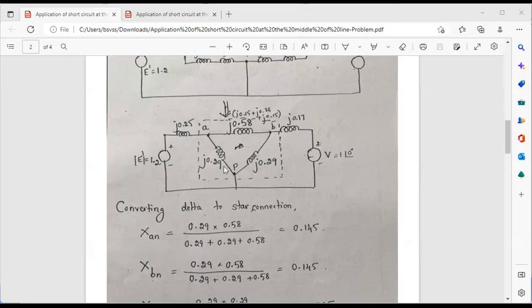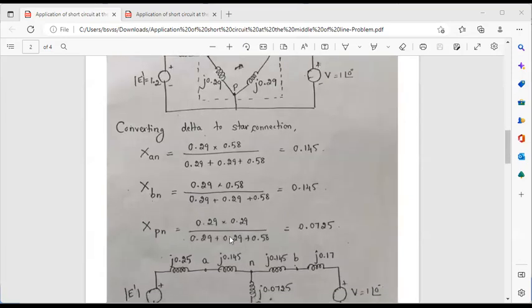So for this, what is the formula we have to apply? So XA is equal to these two adjacent reactances, 0.29 into 0.58 divided by total of all the reactances, so that we will be getting 0.15. Similarly, XB, this is B point. So for B we need to take the adjacent reactances 0.58 and 0.29. So again, divided by all the three reactances.